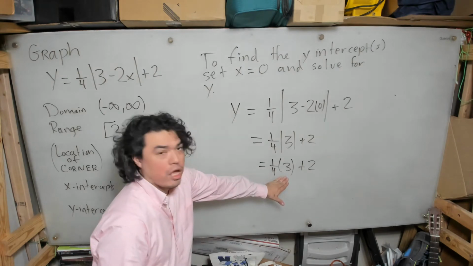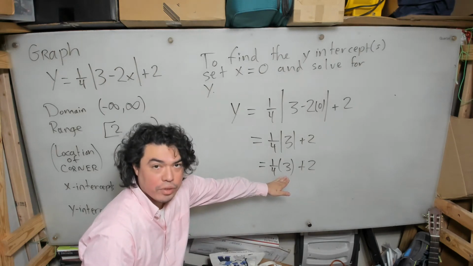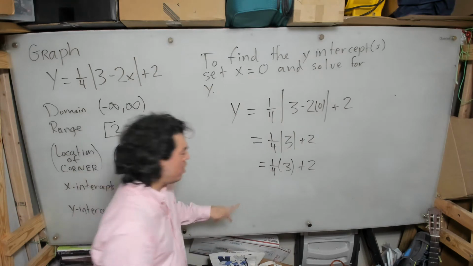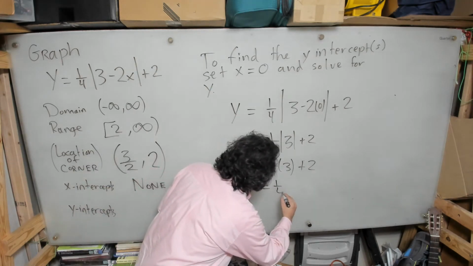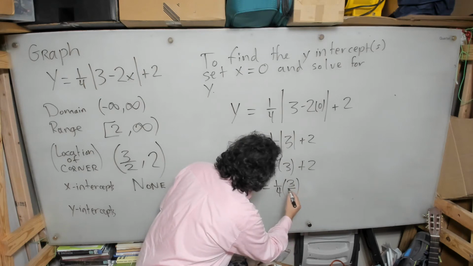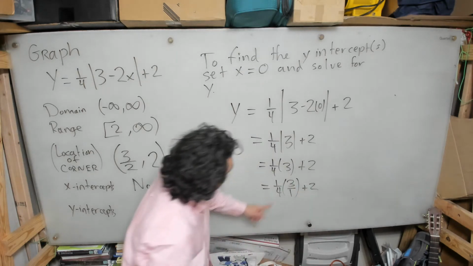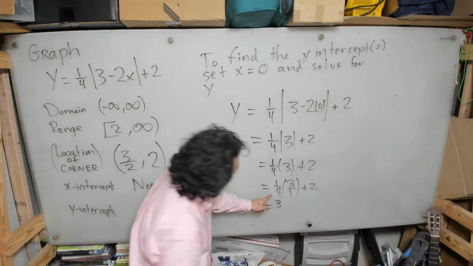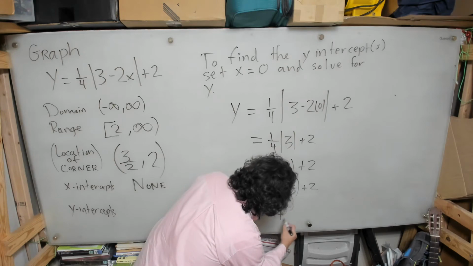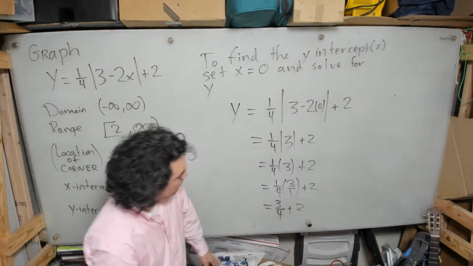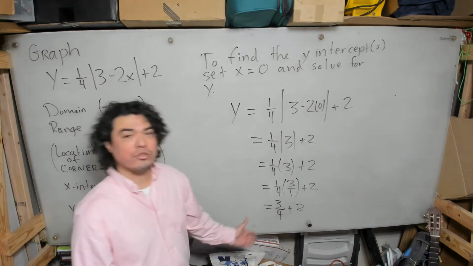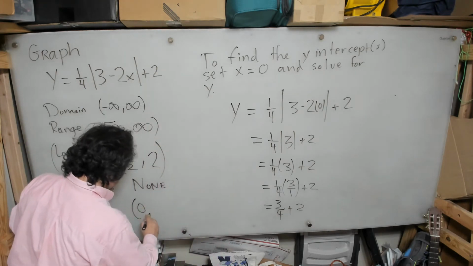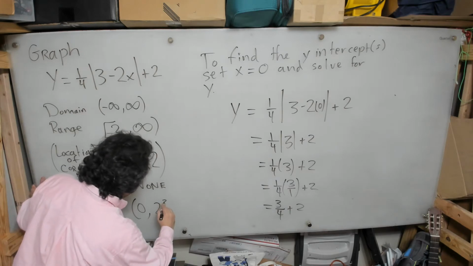How can I calculate this? I can calculate it by writing 3 as a fraction. That is, by setting 3 as the numerator and 1 as the denominator. So this is 1/4 times 3 over 1 plus 2. Now, 3 times 1 gives me 3. 4 times 1, that's 4, plus 2, okay? What is 2 plus 3/4? That's 2 and 3/4. So I can already write that down as 0, comma, 2 and 3/4.